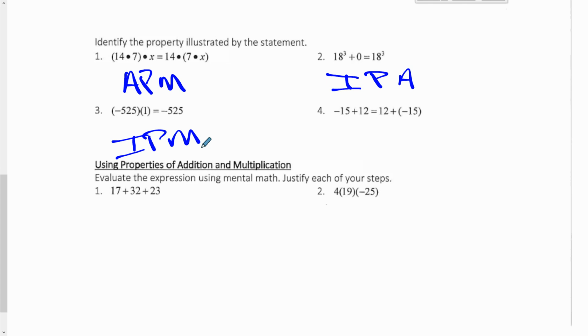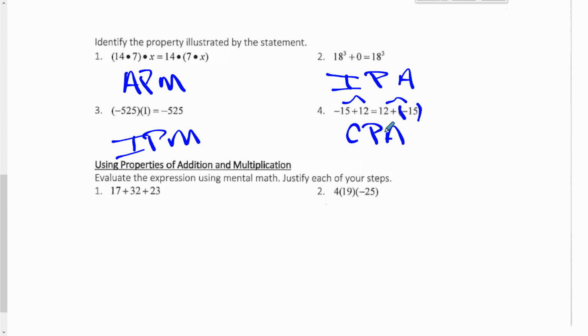Number 4 says -15 plus 12 is equal to 12 plus -15. We have parentheses around this -15, but we're not changing grouping. That's just to separate the plus sign from the negative sign. So all we're doing here is flipping the order of addition. So that's the commutative property of addition.